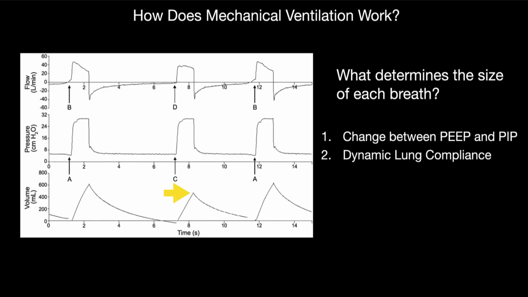So mechanical ventilation's tidal volume is determined by the difference between the top pressure, the PIP, and the bottom pressure, the PEEP. And you can make the tidal volumes bigger or smaller by making the difference between the PIP and the PEEP larger. But really what controls the breath size is not only that difference in the PIP and the PEEP, but also the lung compliance. If you have a stiff lung, you're going to have smaller tidal volumes. If you have very floppy lungs, you'll have larger tidal volumes.